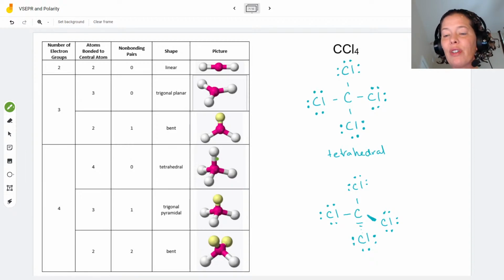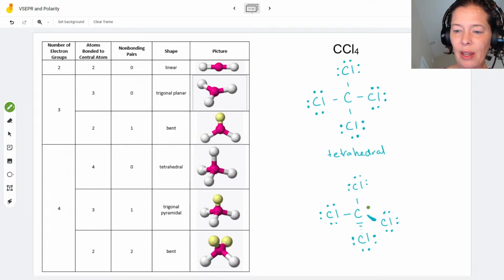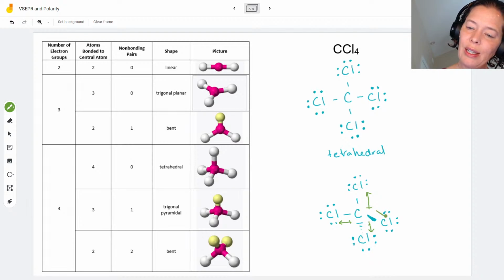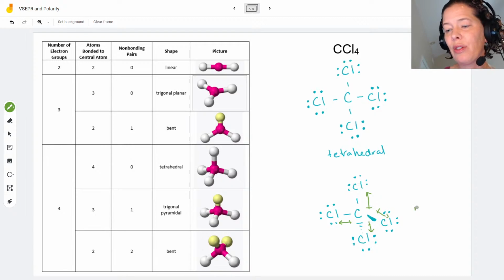So yes, I have a difference in electronegativities. I do have polar bonds. In this case, chlorine is more electronegative than carbon, so all of my arrows are going to point towards chlorine. And this one kind of gets smushed a little bit, but there we go. Because I have 4 chlorines around the carbon, again, these are friends of equal strength. So that carbon is not going to move. So this is going to be a non-polar molecule.